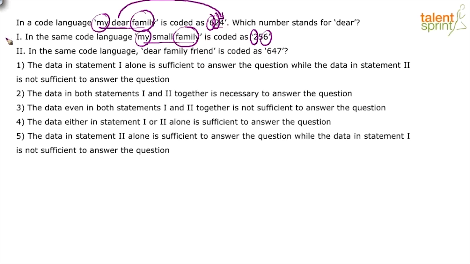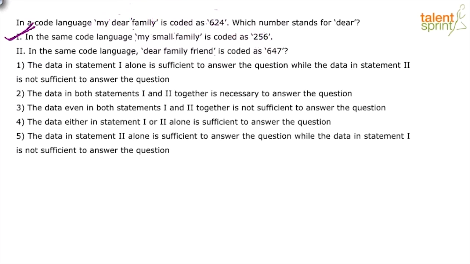So is statement 1 alone sufficient? Yes, statement 1 alone is sufficient. The question says what number stands for dear? 4 stands for dear. Look at statement 2. In the same code language, dear family friend is coded as 647. So what happens when you look at statement 2? Let me just clear all this so that we can do the same step for statement 2 as well.